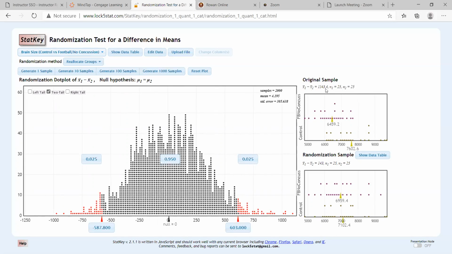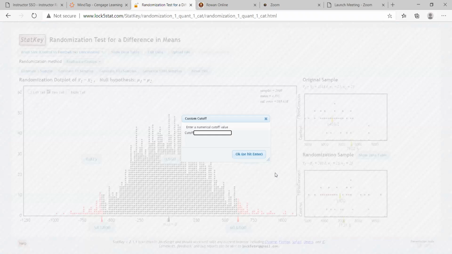Now, again, we're going to take our sample difference between the two groups. The null hypothesis in StatKey is always set up so that the two groups have equal means. So that means their difference is going to be 0. That's going to be our null difference in the two means. And then we're going to put our sample difference. We'll put it over here because it's a positive value. If it was negative, we would put it over here. We're going to click this box and type in the sample difference in means, 1143.4.